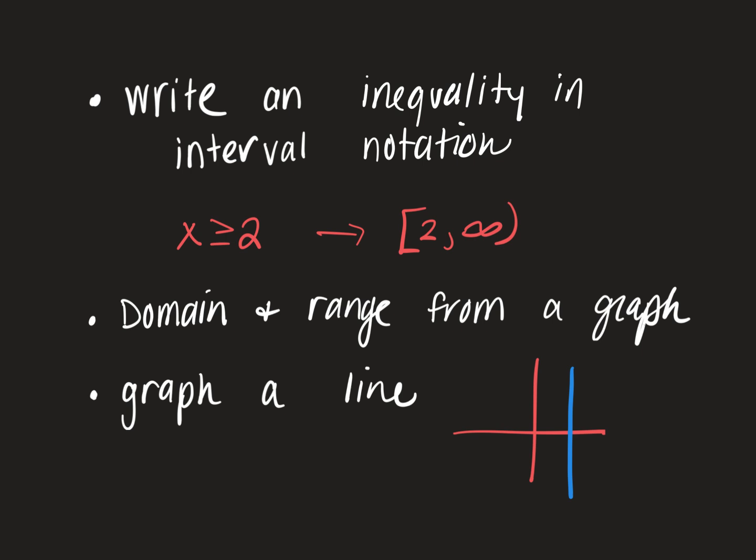Okay, I'll stop. All right, so again, you need to be able to graph a line. With that, remember, you have y equals mx plus b, where m is your slope and b is your y-intercept. Do we have to remember that? Yes.